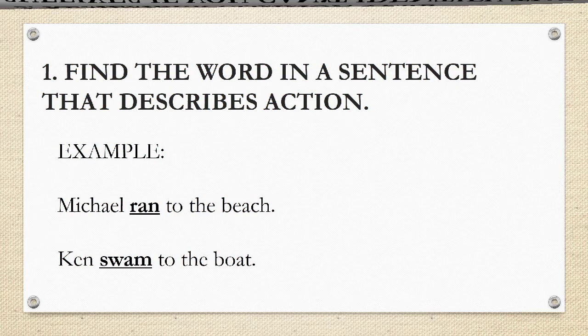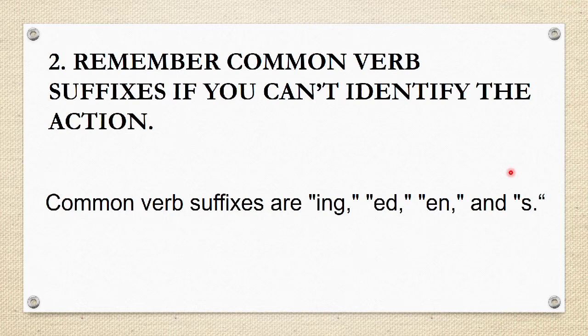So next we have, remember common verb suffixes if you can't identify the action. If you fail to identify the action, verbs often have distinct suffixes or endings. Common verb suffixes are like ing, ed, en, and s. These are added when a verb tense changes. If you can't find the action word right away, look at the sentence carefully again for words with common verb suffixes, and you've probably found the verb.